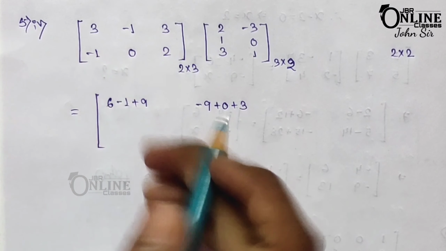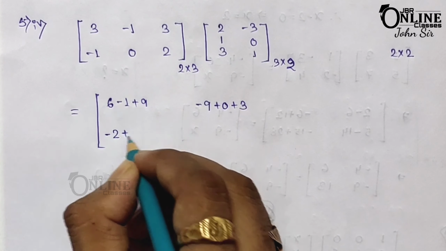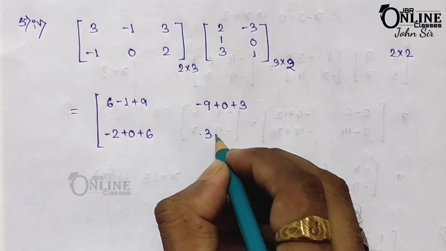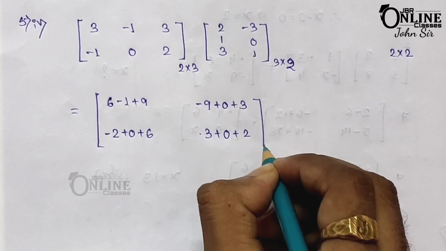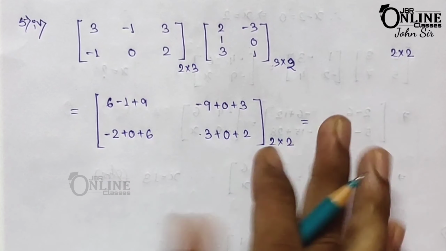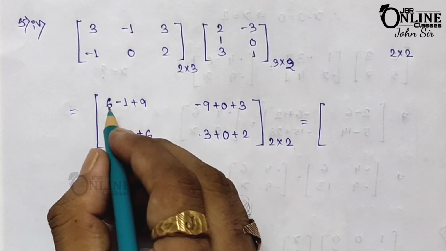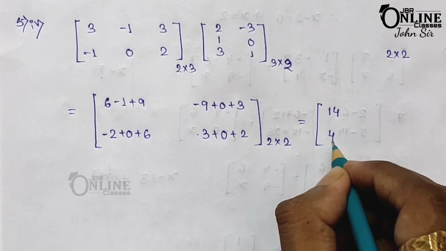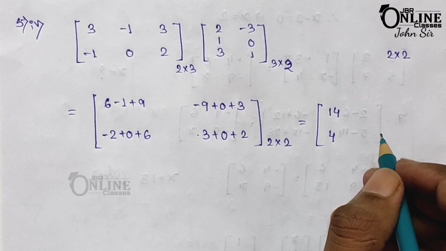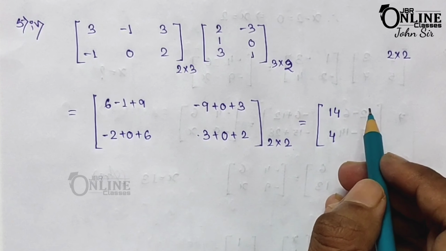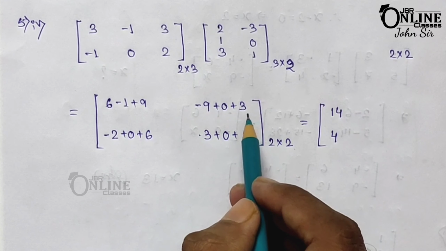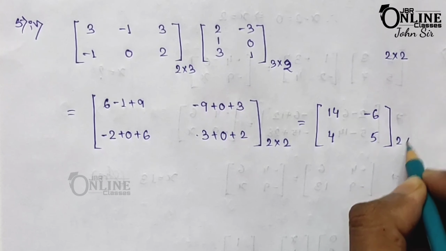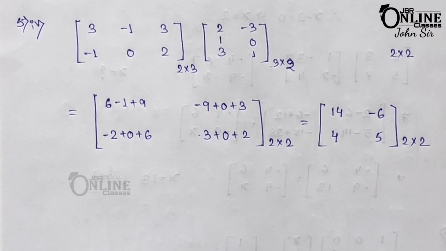Now next one, 2 into minus 1, minus 2. 0 into 1, 0. 3 into 2, 6. Minus 3 into minus 1, it is 3. 0 into 0, 0. 2 into 1. So these are the 4 elements of the 2 cross 2 matrix. So here the final result, 6 minus 1, 5, and 5 plus 9, that is 14. 6 minus 2, that equals 4. Okay, so now the next one, here minus 9 plus 3, that equals minus 6, and this one will be 5. So this one is your answer.